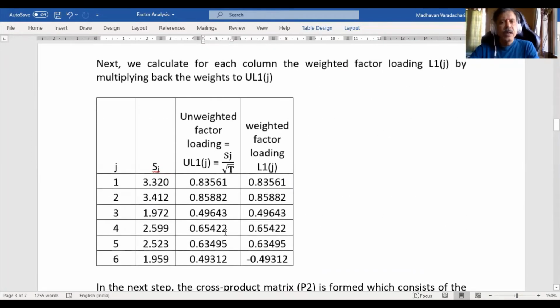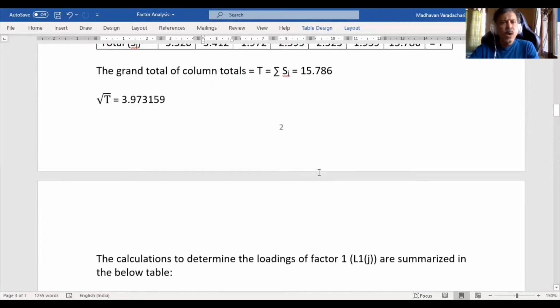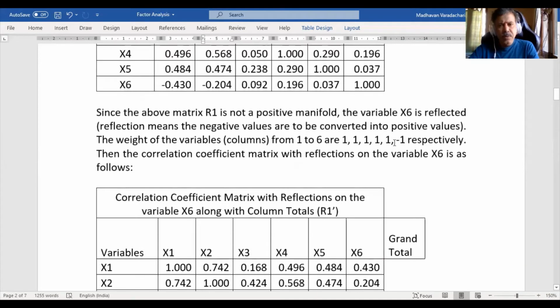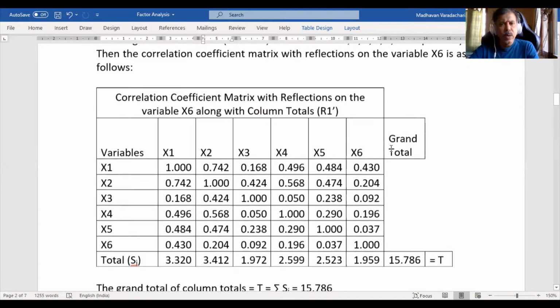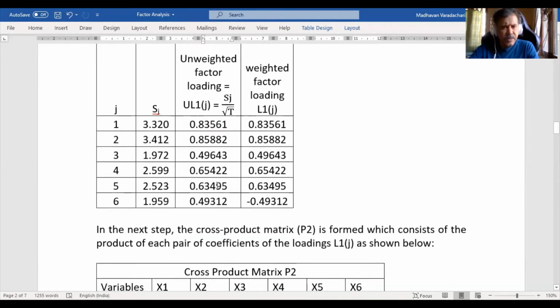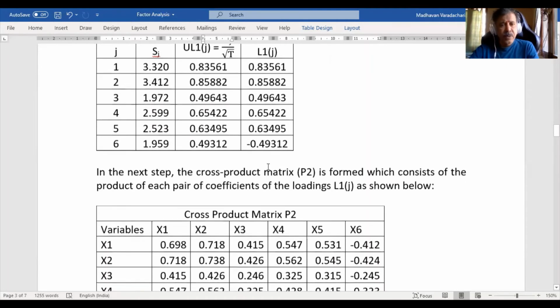After that, the weighted factor loading: we already decided the weights, 1, 1, 1, 1, 1 up to 5 columns, then the last column is -1. So you bring back those weights, means you multiply the first 5 with +1, and the last one with -1. That's why you again go back to the negative sign here, that you call the weighted factor loading.